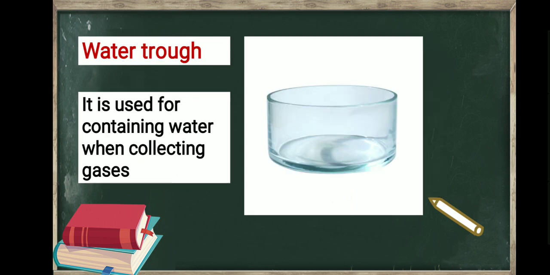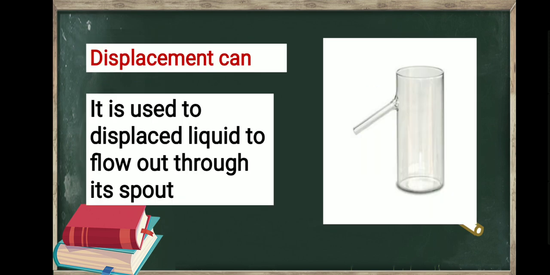Water trough is used for containing water when collecting gases. Means whenever you are collecting gases, you have to contain water, so you will go for the water trough. Displacement can is used to displace liquid to flow out through its spout. It is a type of can in which the water is displaced from its spout. Its spout means the opening it has, and from here the water or any liquid will emit out of the displacement can.